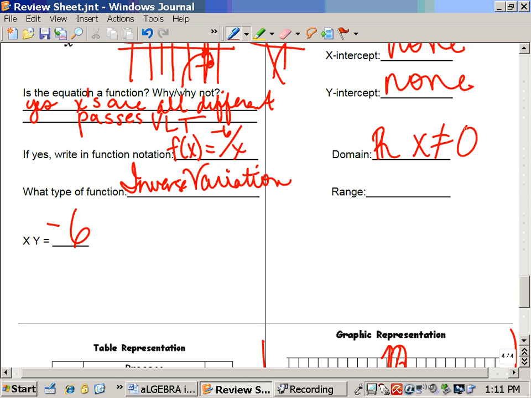So, wait, so this isn't all the time? Right, only for inverse variation.